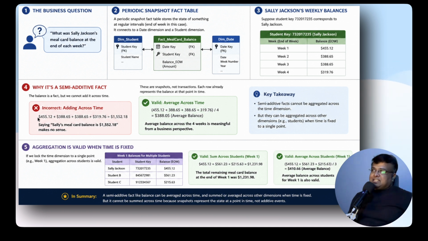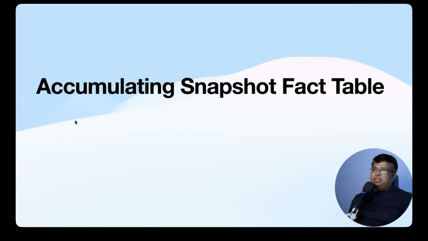Now let us move on to the third type of fact table, that is accumulating snapshot fact table. So far we have already talked about the transaction fact tables and periodic snapshot fact tables, and later on we'll also discuss the factless fact table. But this one is a little different because it's specifically designed to track the progress of a business process that moves through a set of clearly defined stages. The main purpose here is to monitor how long something spends in each stage of its life cycle.